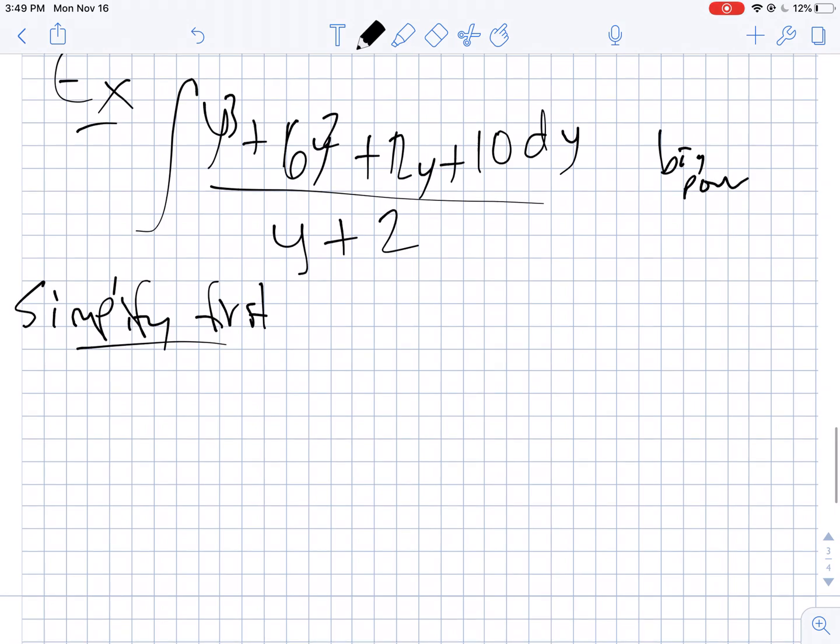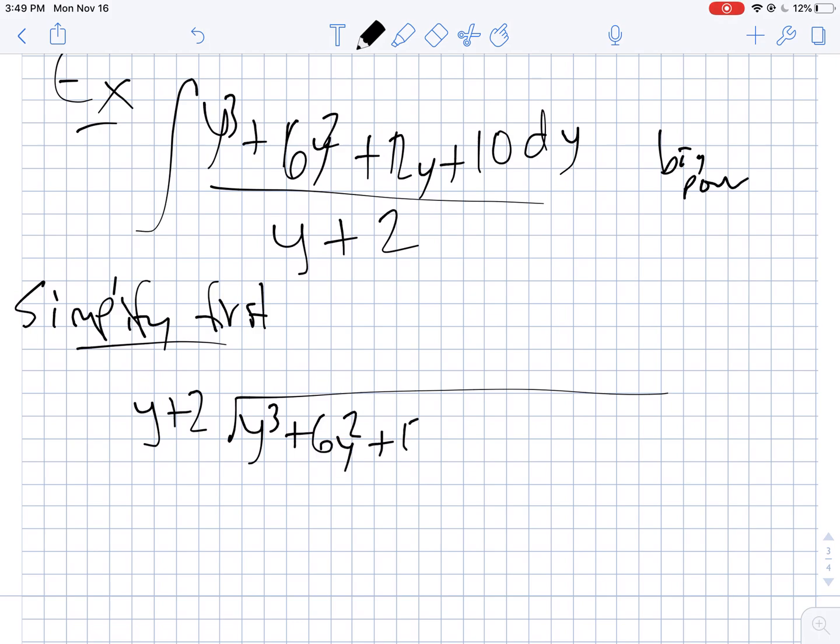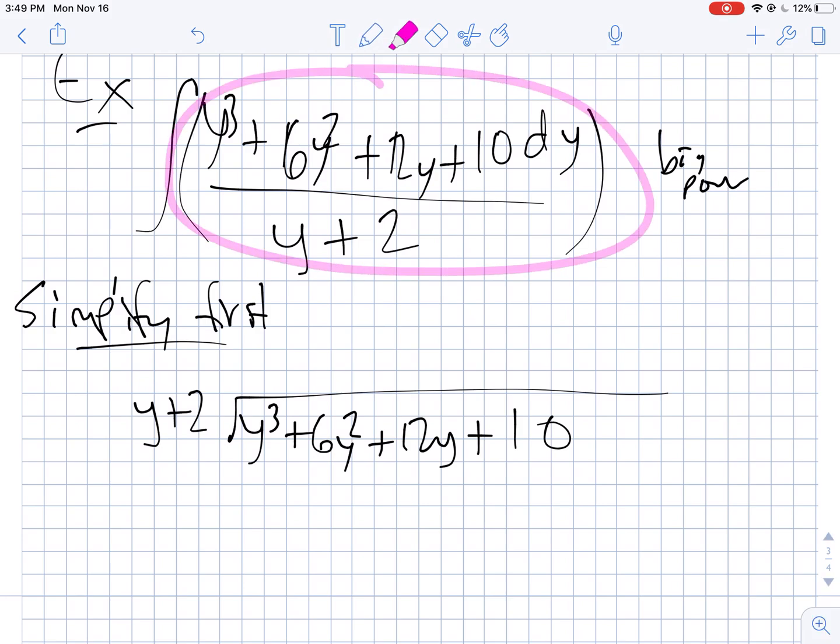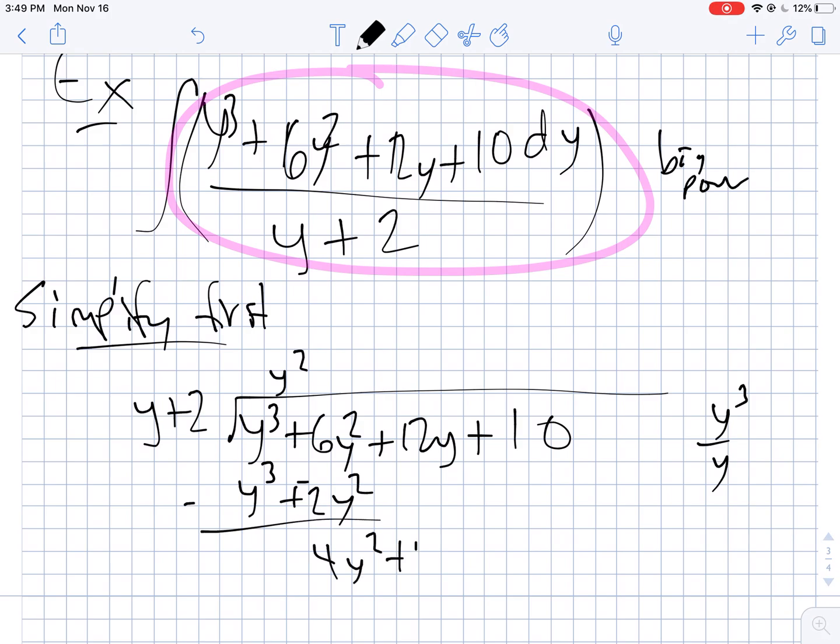So we'll do, okay, how many times does y plus 2 go into y cubed plus 6y squared plus 12y plus 10? I'm just saying inside the integral sign, I'm going to simplify this part into a different form that's easier to work with, and then I'll integrate that easier form. So let's do that. y cubed divided by y, that's y squared, of course. So let's multiply down. We have y cubed plus 2y squared, subtract. So we have 4y squared plus 12y.